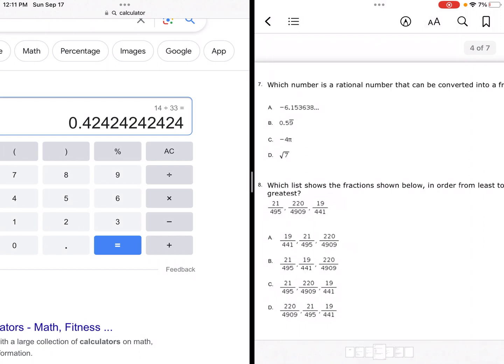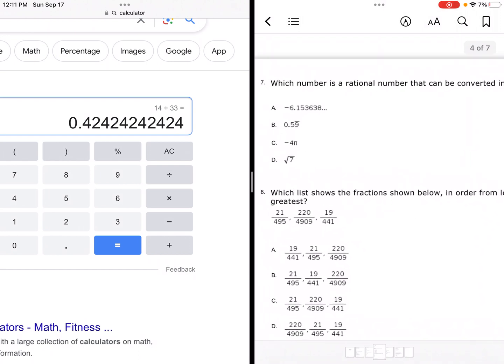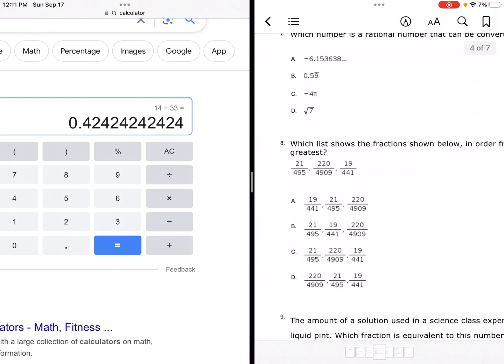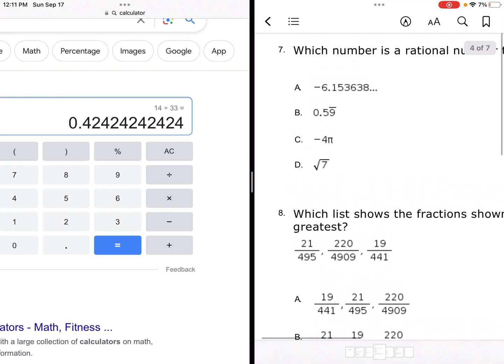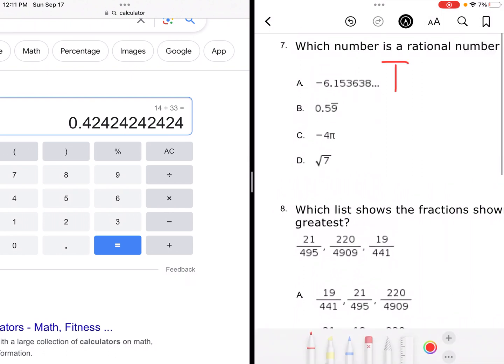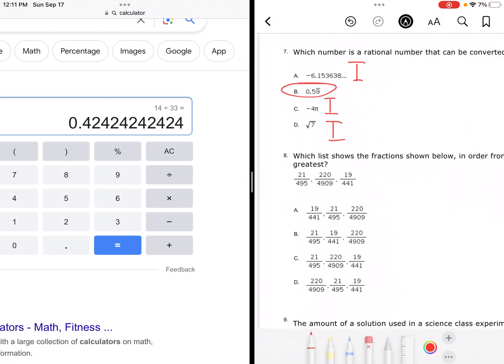Okay, which rational number can be converted into a fraction? So I'm looking for a rational number. This one is irrational because it goes on forever. This one has pi in it, so it's irrational. This one is a non-perfect square, so that one's irrational. This can be converted into a fraction.